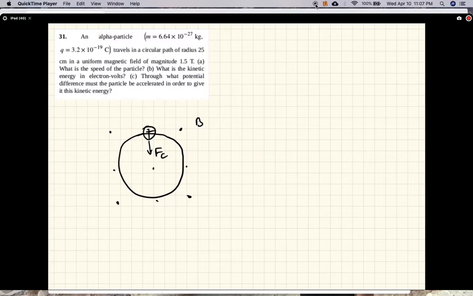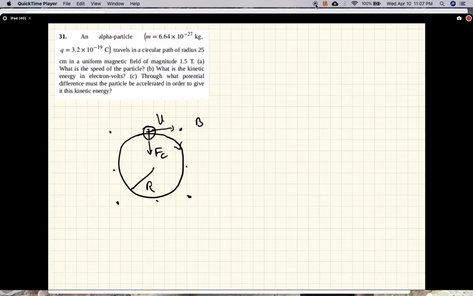So let's say the particle moved in this direction. If you turn v to B, the force would be in that direction. Okay, so that's the direction in which the alpha particle is moving. So it's going in a circle clockwise. Okay, so r is the radius of the circle.